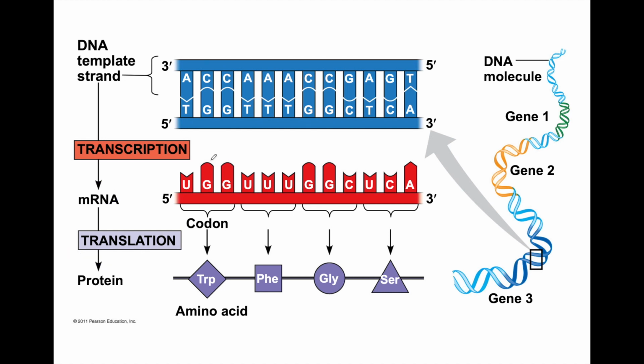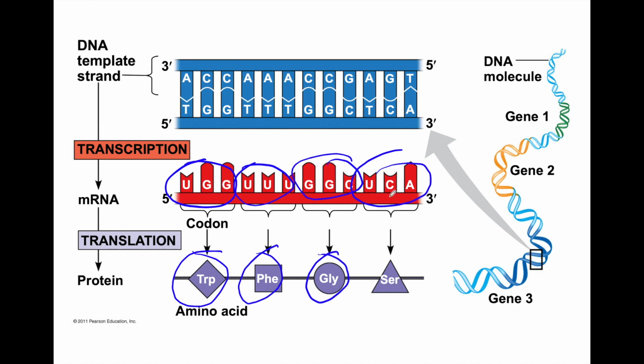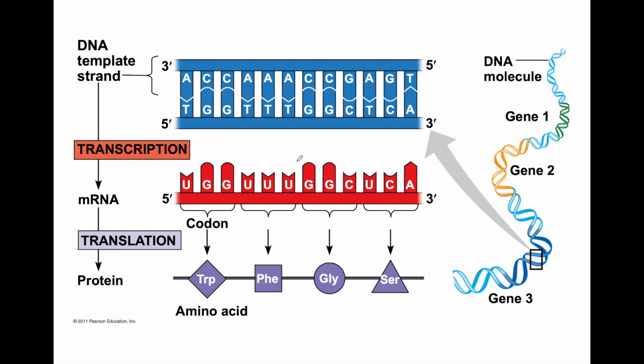Now the code that tells you which amino acid to use, those are three-letter long words called codons. For example, the code UGG tells you to use the amino acid tryptophan, UUU phenylalanine, GGC glycine, UCA serine. So it's telling you how to build your protein. Because remember, a protein is just a sequence of amino acids. Which amino acids you use and the order you use them in determines which protein you're building.